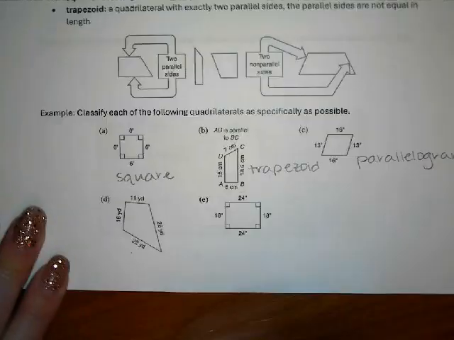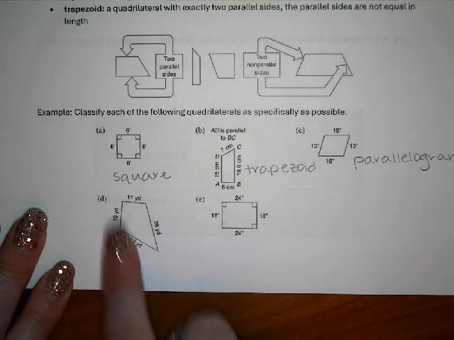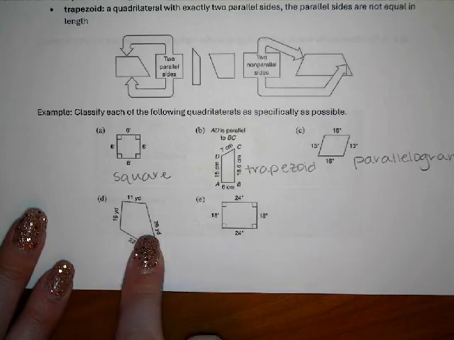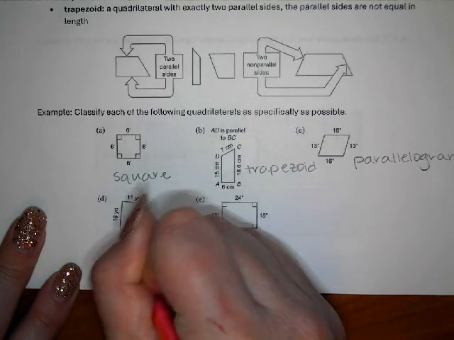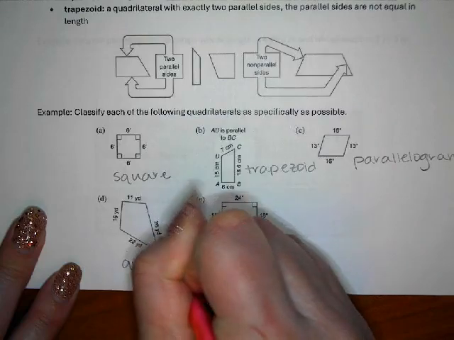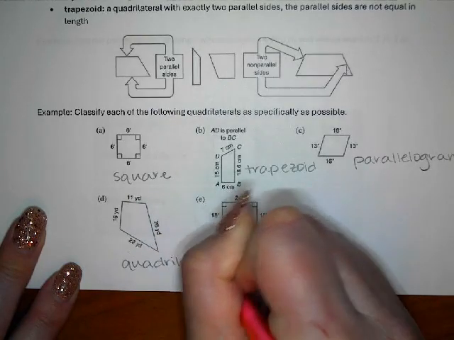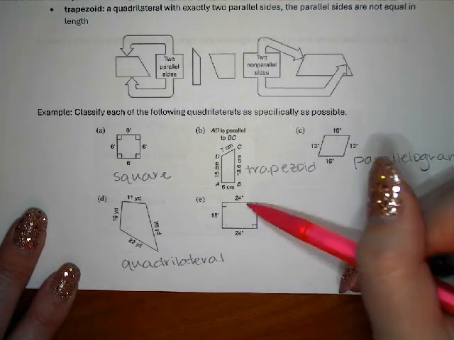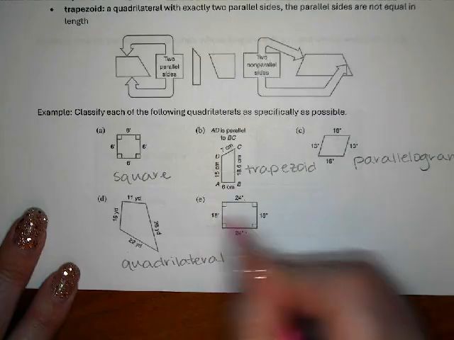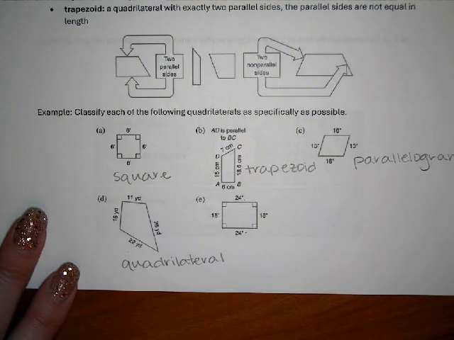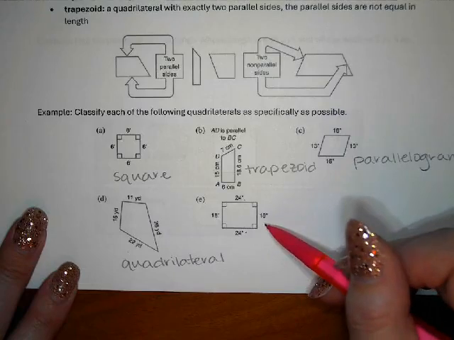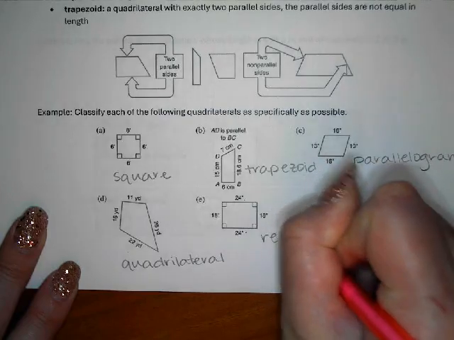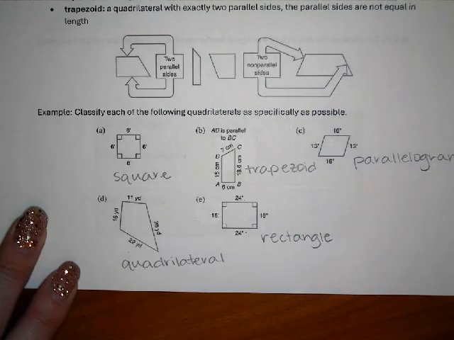Over here we have a 4-sided shape. It doesn't look like these are parallel to me. This is just a 4-sided shape, so I'm just going to say this is a quadrilateral. So saying that it's 4-sided is as specific as I can get. Over here, I have opposite sides that are equal in length and opposite sides that are parallel. I could call this a parallelogram, but the more specific word here is rectangle because the corners are right angles. They're 90 degrees. So rectangle is more specific.